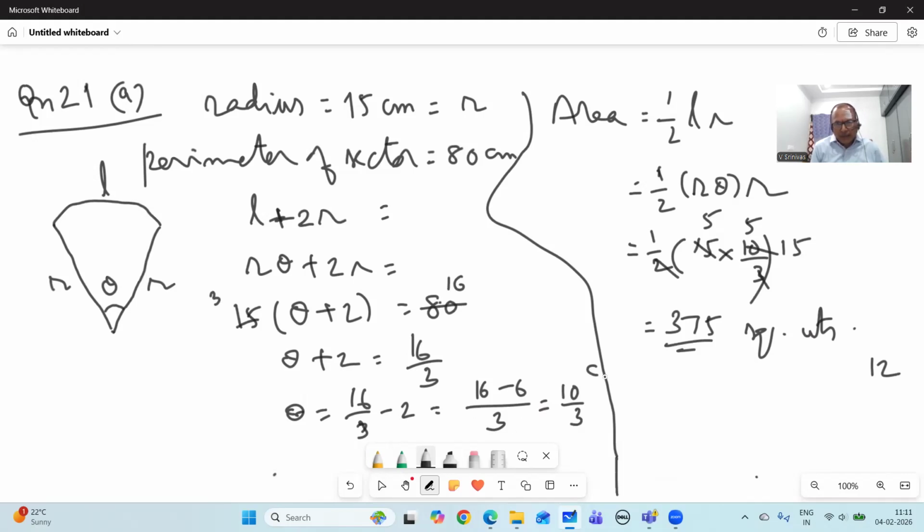So this is theta, and since it is a number, it means radians. And then we need the area of the sector, it is half into LR, where L is R into theta. For R you can write 15, theta is 10 by 3, into R is 15. So 2 cancels in 10 5 times, 3 cancels in 15 5 times.